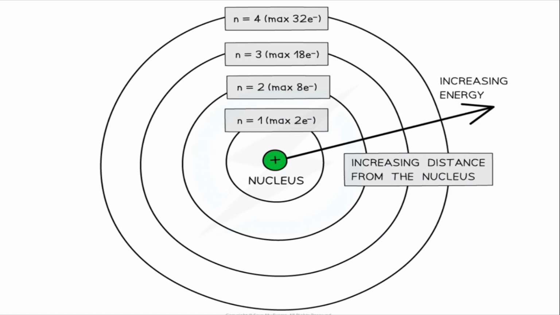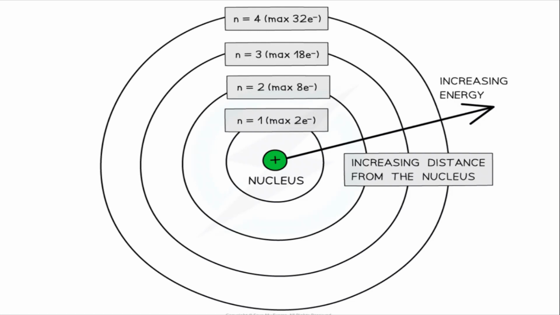Principal quantum numbers are used to number the energy levels or quantum shells, like we can see right here. The lower the principal quantum number, the closer the shell is to the nucleus, like this shell right here. The higher the principal quantum shell is, like n equals 4, the further away it is from the nucleus, and so the higher the energy level of the shell.